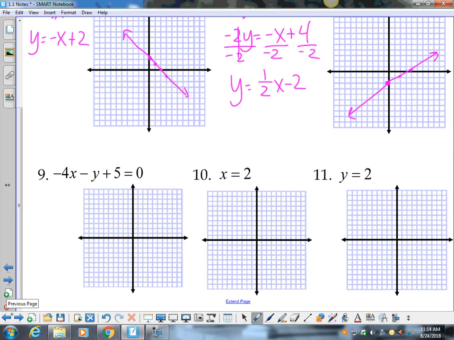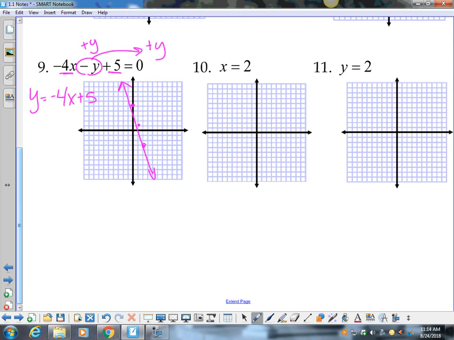Number 9, I'm going to be lazy, and instead of moving this guy and this guy, I'm just going to add my y over. So if I add y, I'll have y equals -4x plus 5. Go up to 5, and then down 4, right 1. Remember, if it's a whole number and its slope, it's always over 1.